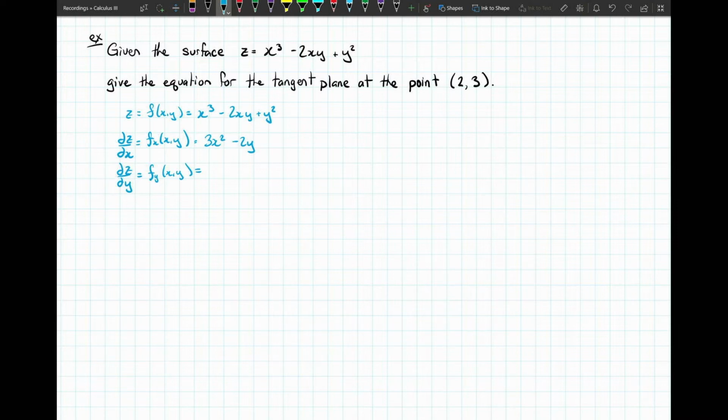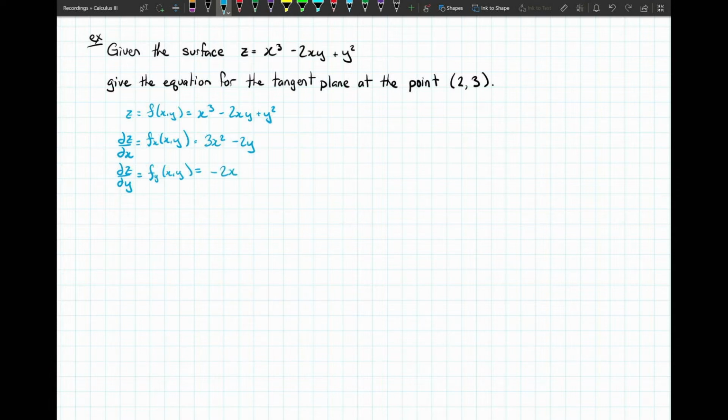Now, if we're looking at the partial derivative of z with respect to y, we're going to be treating x as a constant. So this first term, x cubed, is just a constant. Its partial derivative with respect to y is 0. In the second term, -2 and x are constant multiples, and the derivative of y with respect to itself is 1.